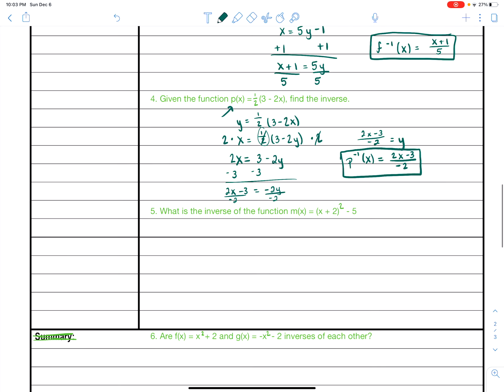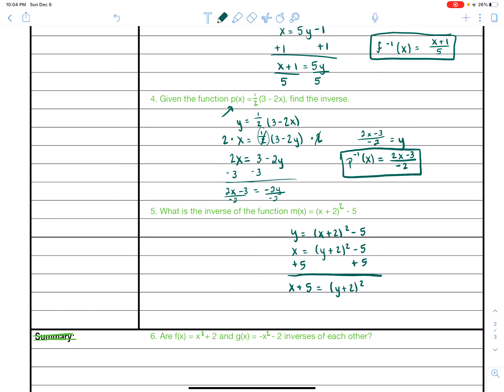What is the inverse of this function, M? So I'm going to make it y equals first: (x plus 2) squared minus 5. Change the letters. Now again, there's parentheses, so get rid of the stuff that's outside first. So first I'm going to get rid of this minus 5 by adding 5: x plus 5 equals y plus 2 squared.